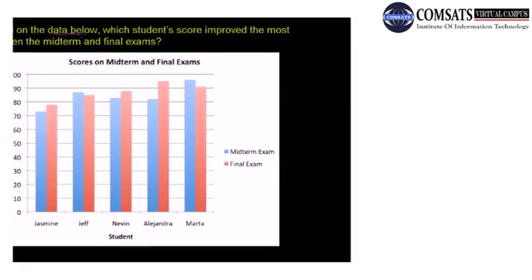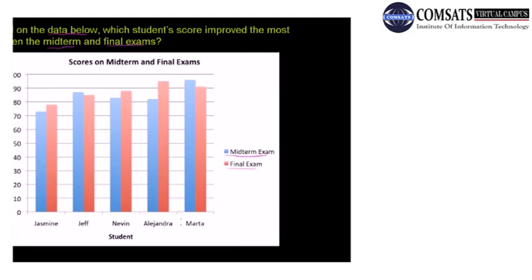Based on the data below, which student score improved the most between the midterm and final exams? And so they give us this data in terms of a bar graph for each student. We actually have two bars that show the midterm in blue and then the final exam in red. And they tell us that here, midterm in blue and final exam.